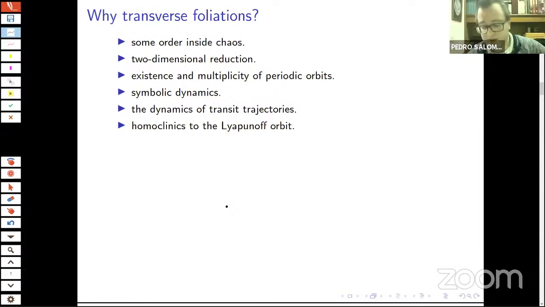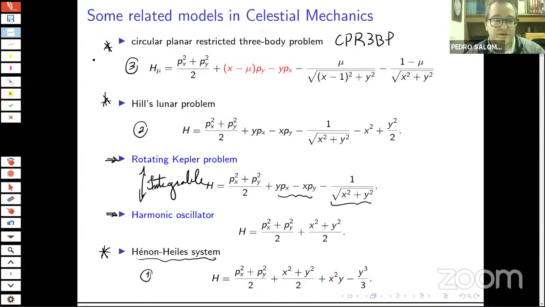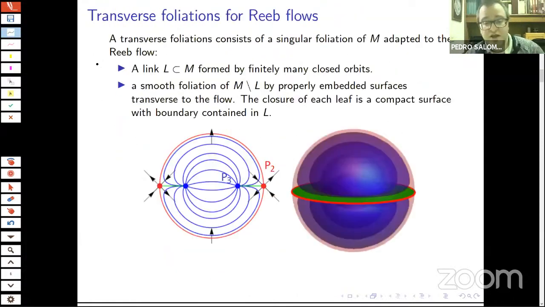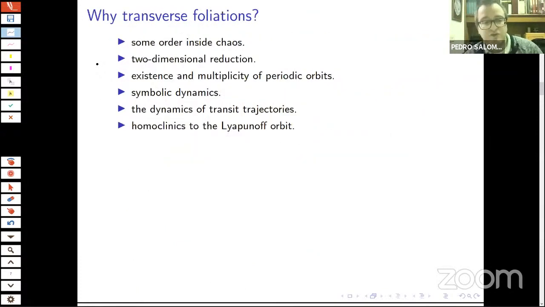The first system that I put in is this system here that Poincaré proved using a global surface of section. For more general transverse foliations, it's still possible to obtain, for instance, results about the existence and multiplicity of periodic orbits. And also you can create a symbolic dynamics associated to these leaves. For instance, you take a trajectory that intersects some of the leaves, and you put some symbols on these leaves, and then you try to describe the whole dynamics using the symbolic dynamics associated to this transverse foliation.